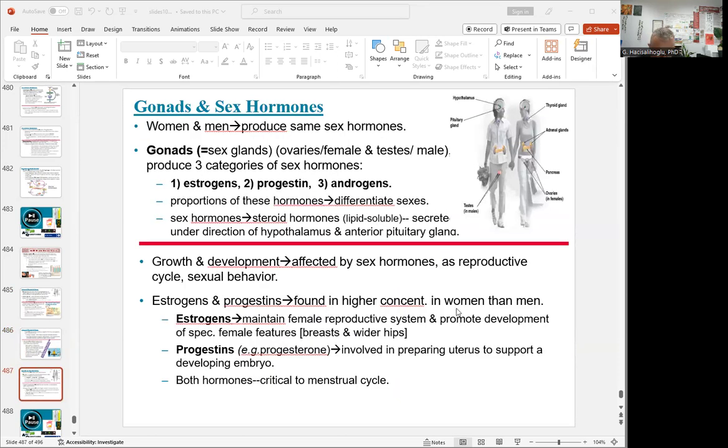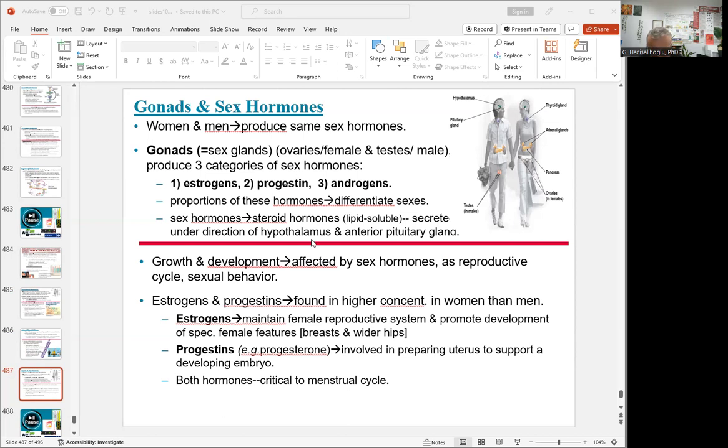So the next glands and organs are the gonads and sex hormones. These gonads are sex glands, and they are ovaries in females and testes in males. They produce 3 major hormones: estrogens, progestins, and androgens. So the testes produce testosterone and androgens. Testosterone is a sperm producing hormone and plays a role in sperm production, for males.